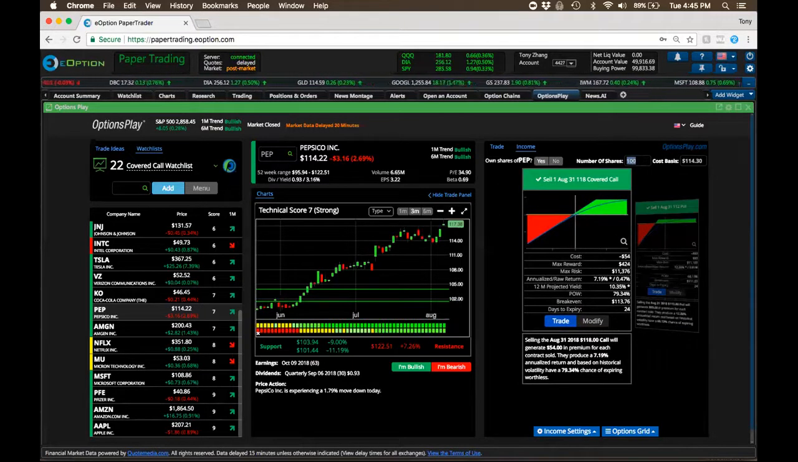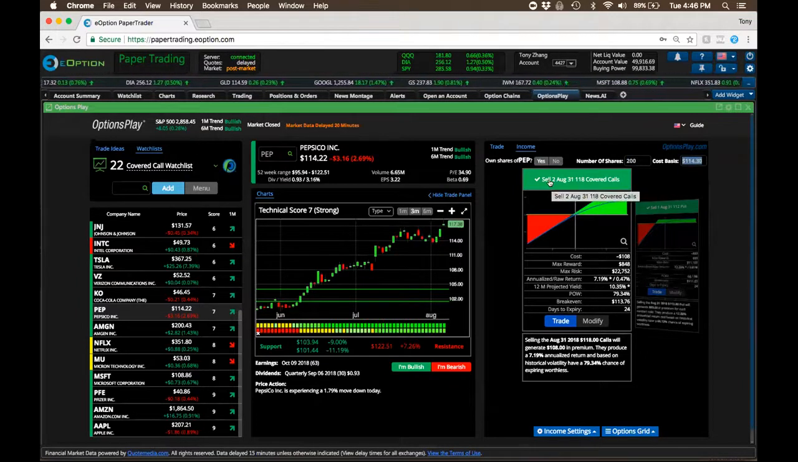So let's say you own 200 shares of Pepsi. What this allows you to do is take a look at where's your starting point. This is telling you to sell 2 contracts of the August 31st 118 covered calls. Pepsi's trading at 114 and change right now. So this is a call that's about $4 above the current price. And it breaks down all of the details of the trade for you.